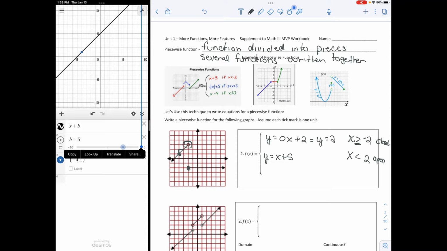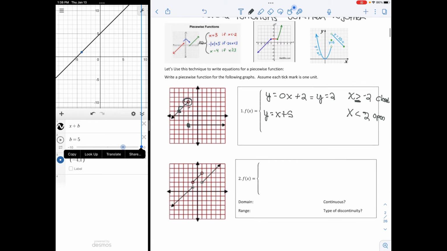I've already said that it's going to be defined when x is less than -2. And because there's an open circle, we don't put a line. So if we have a closed circle, we put a line underneath the inequality. If it's an open circle, there's no line under the inequality, meaning that that number is not included in the domain.